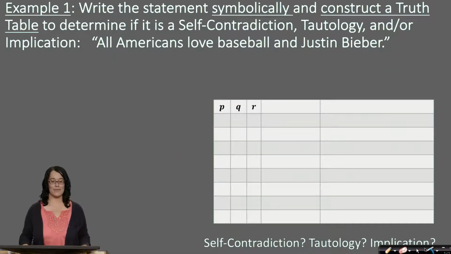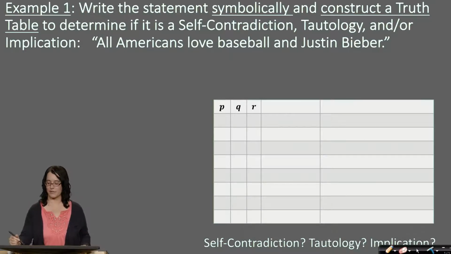Here comes example 1 if you're ready. It says, write the statement symbolically and construct a truth table to determine if it is a self-contradiction, tautology, and/or an implication. The statement in English says, all Americans love baseball and Justin Bieber. Well, when I lived overseas in Africa, some people would always say, hey, you're an American, you must love baseball or Justin Bieber. So this made me write this example.